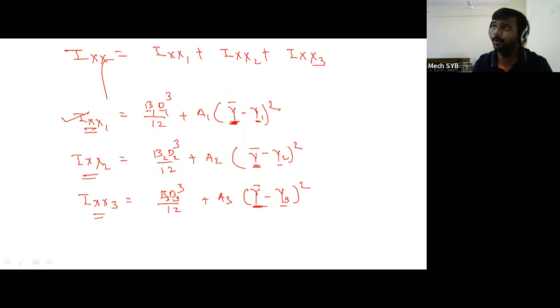Write down the common formula. Ixx is equal to Ixx1 plus Ixx2 plus Ixx3. And then for the remaining three formulas, Ixx1 is equal to, Ixx2 is equal to, and Ixx3 is equal to. So this is the formula for the unsymmetrical sections. For unsymmetrical sections, we have to calculate Ixx by using this formula only.